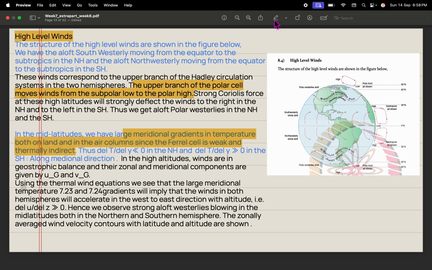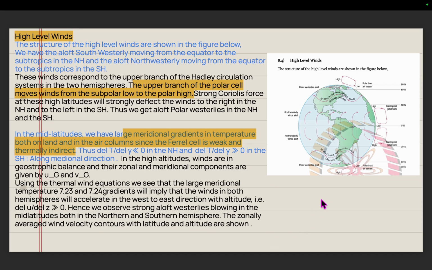You can just check it. In the northern hemisphere, as you increase y in the y direction, the temperature is decreasing. So you are getting del T by del y less than 0. But in the southern hemisphere, as y is along the j cap direction, as you are decreasing y along the j cap direction, temperature is decreasing, so you are getting this positive value.